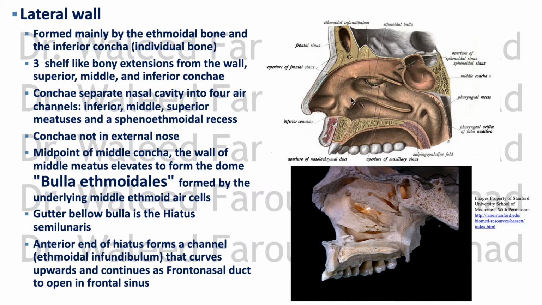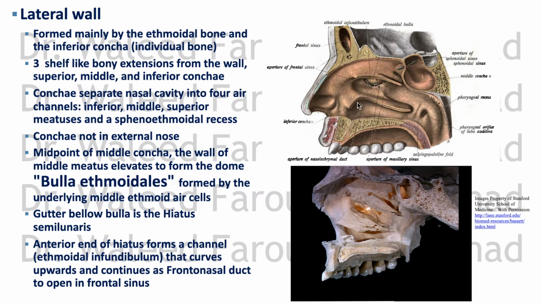Ethmoid and inferior concha, or inferior turbinate bone. This means that the inferior turbinate bone is an individual bone, and this is a question I got in the USMLE. The inferior concha is an individual bone. It does not belong to the ethmoid. It grows by itself as an individual bone. This is very important. So it's made up by the ethmoid mainly and the inferior concha.